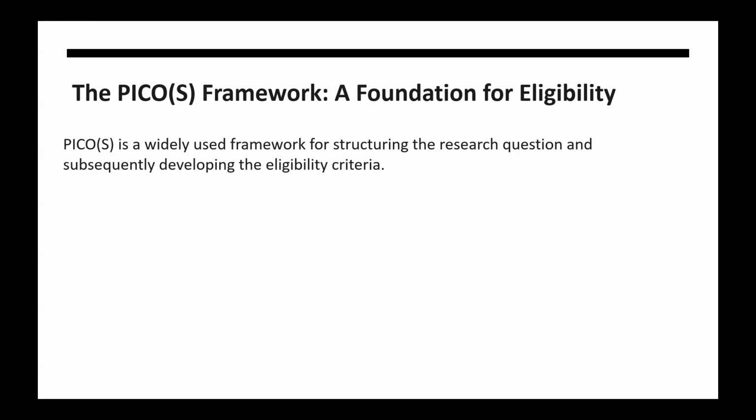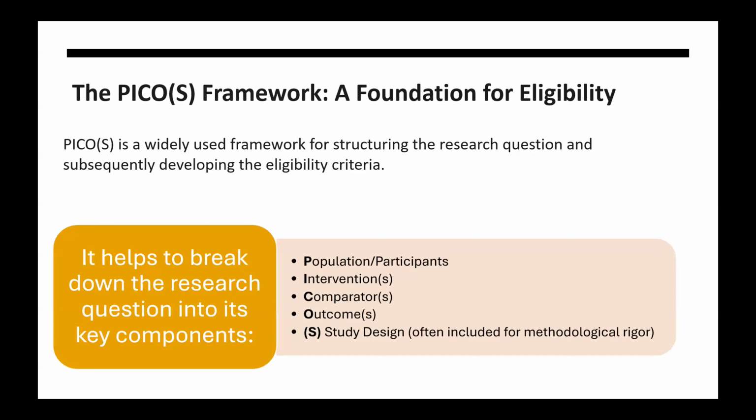So the first thing here is that PICO is widely used for structuring research questions, and it will also help you to develop the eligibility criteria. Then when we talk about PICO, like we mentioned, it is population or participant, intervention or exposure, comparator, outcomes, and then study design, which is very important that you need to include, like I stated earlier.